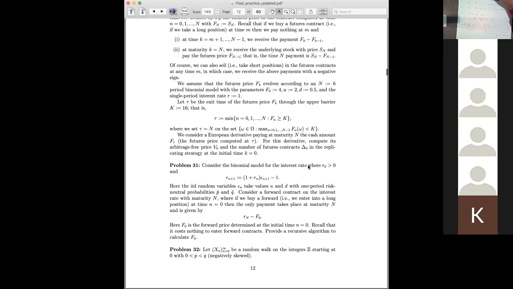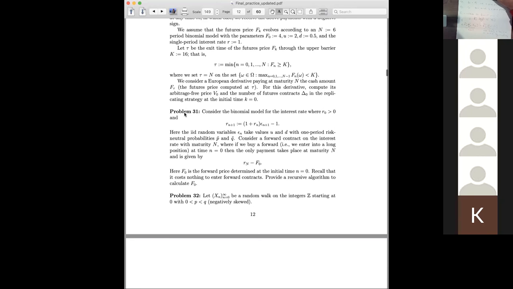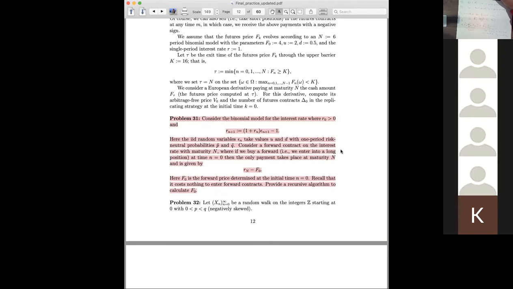This final practice problem. So what I want to look at is this one here, problem number 31. So problem number 31 is one of these complicated cases because the underlying random variable that the forward is struck on is not traded. It's that interest rate. So the rates are not prices of traded securities, right? Rates are used to describe the price of the bank, but are not a price themselves. So we're being asked in a specific model to calculate the forward price. And this is the forward price this time at time zero.